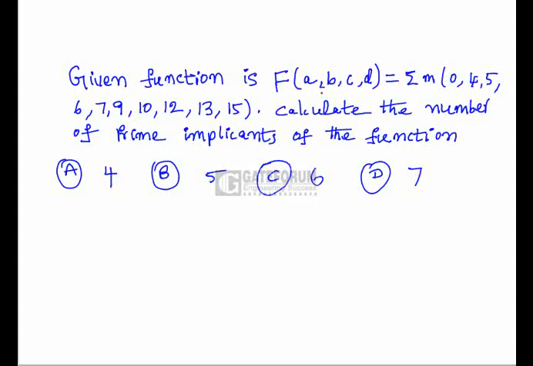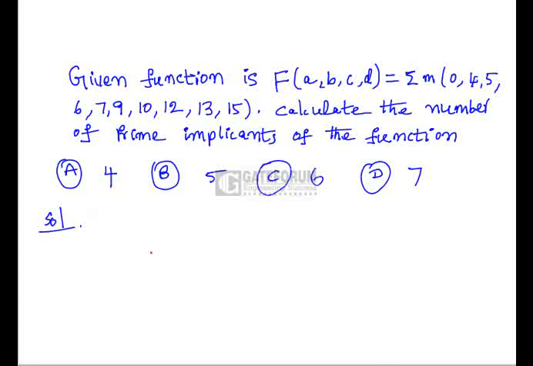The function is f of A, B, C, D equal to sigma m of 0, 4, 5, 6, 7, 9, 10, 12, 13 and 15. Calculate the number of prime implicants of the function. Option A 4, B 5, C 6 and D 7.